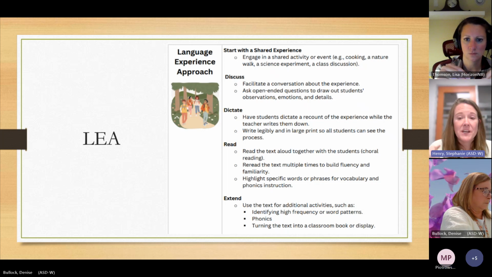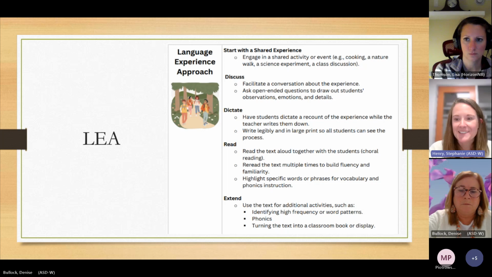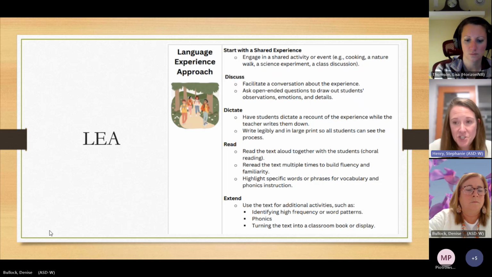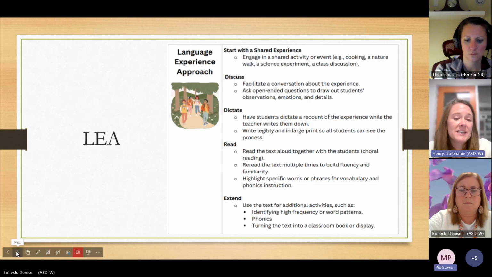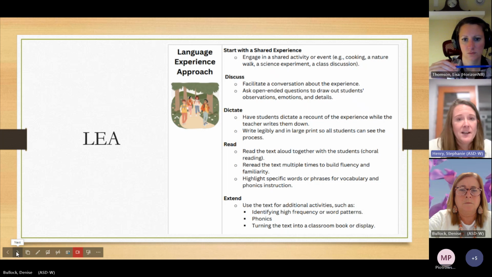And that's a text that you can come back to time and time again to continue practicing the reading skills, especially for those lower level kids where they need a lot of repetition with familiar texts. And you can extend learning from there using that text for activities such as identifying high frequency words and word patterns, using it to teach phonics, turning it into a classroom book or some sort of a display.